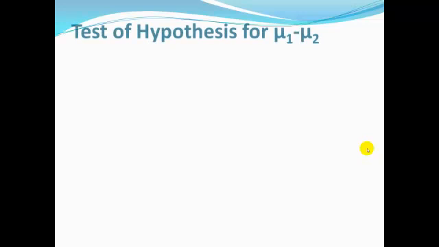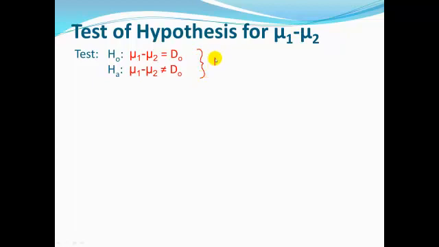All right, let's take a look at our test of hypothesis. When we're working with a test of hypothesis for mu, our test is going to be that mu1 minus mu2 is equal to some hypothesized difference, D naught, versus the alternative that, no, it's not. D naught is usually 0. It doesn't have to be, but 9 times out of 10, 99 times out of 100 probably it is.